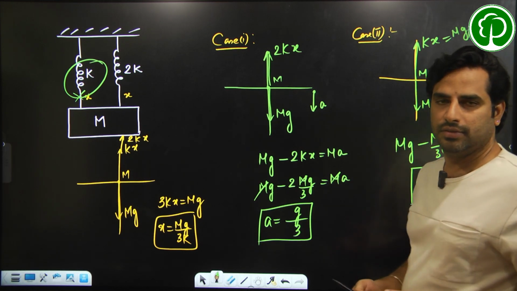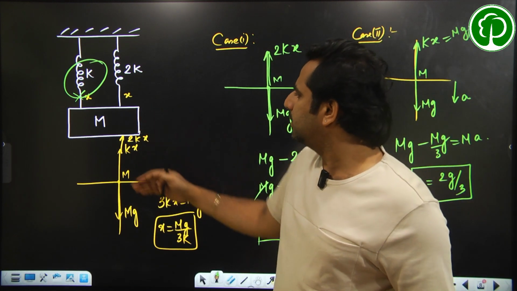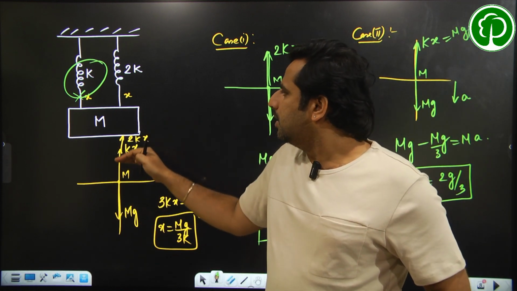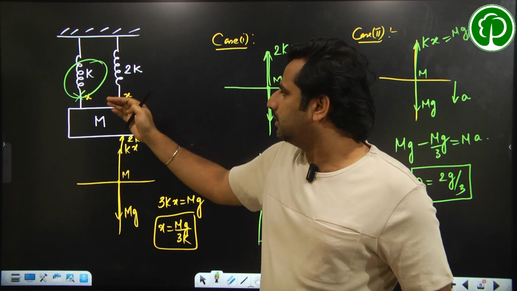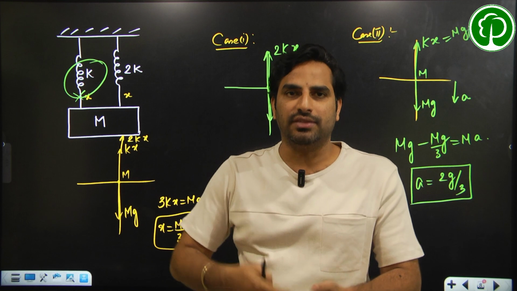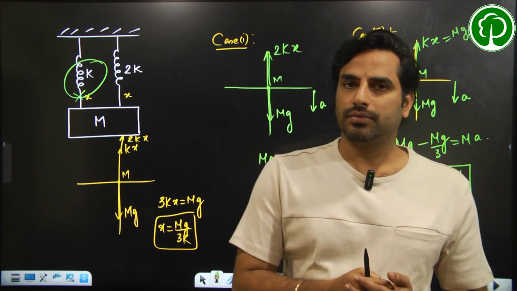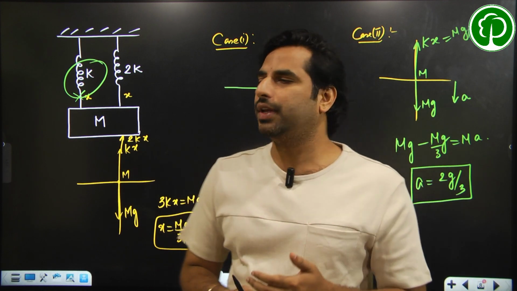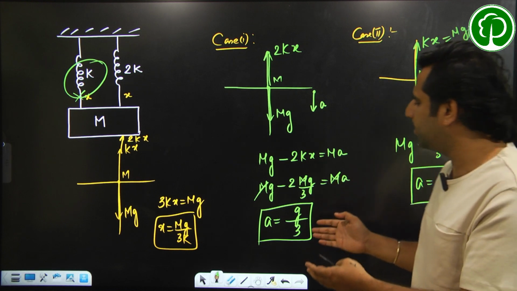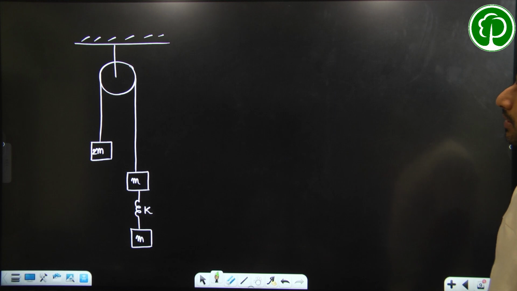Next instant, everything changes. Because of this acceleration, the block would start coming down. As the block comes down, the stretch in the uncut spring will change, the spring force will change, the acceleration will change, everything changes. That is a different story altogether. But immediately after you cut the spring, this is what happens. The acceleration of the block in the first case is g by 3, in the second case it is 2g by 3. Let us take another example here.